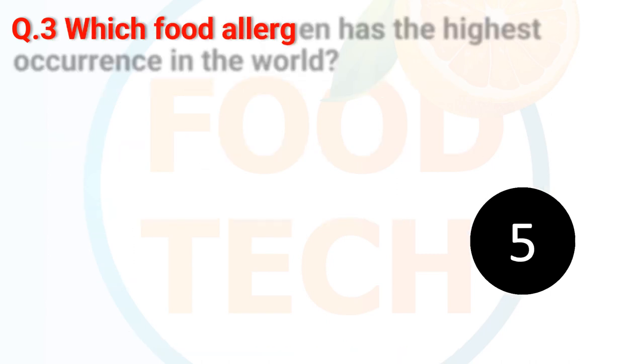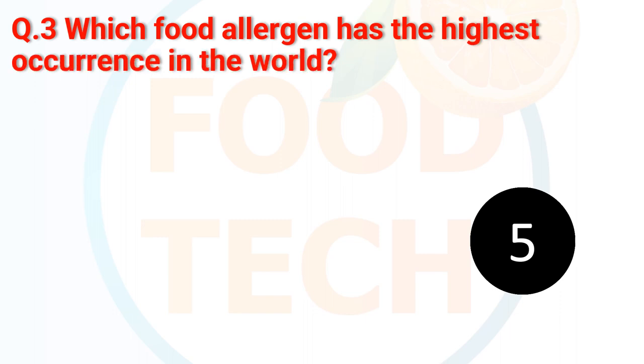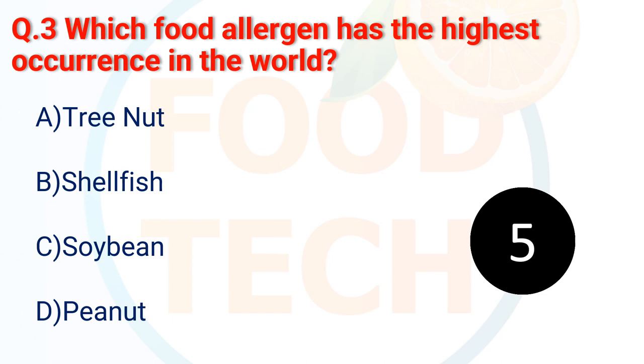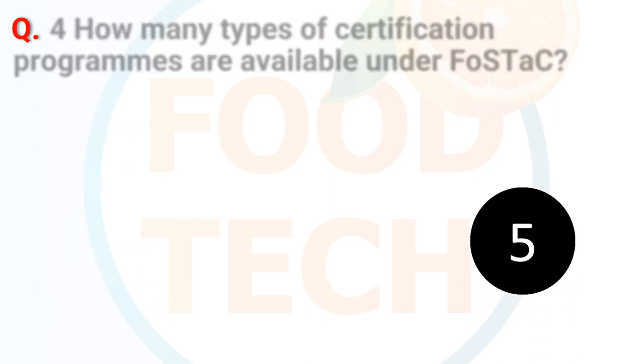Question 3. Which food allergen has the highest occurrence in the world? A. Tree nut. B. Shellfish. C. Soybean. D. Peanut. The answer is C. Soybean.